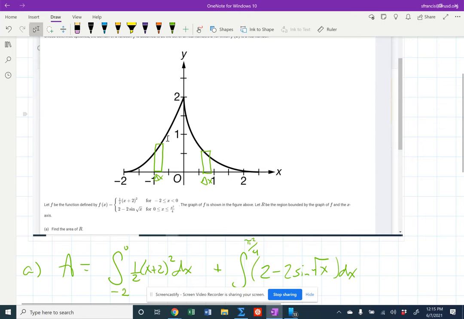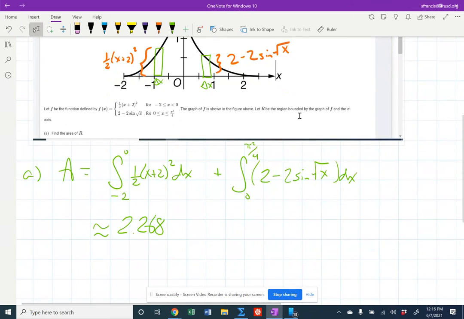From -2 to 0, we have one bounding function. And so the side length of the square over here is going to be this length right here, and that's given by the parabola, the first piece of the definition. And so this is the 1/2 x plus 2 quantity squared, and then I'll have to square that to get the actual area of the square. And on this region over here, this side length is the length of the square, 2 minus 2 sine root x. So I'll have to square that, and then I'll have to add the two integrals together.